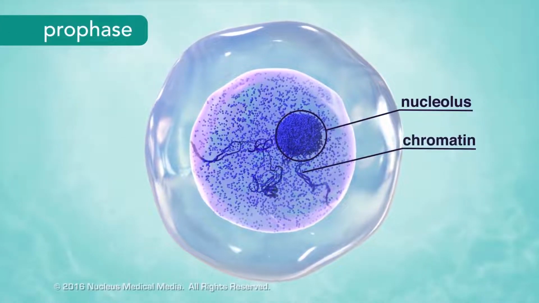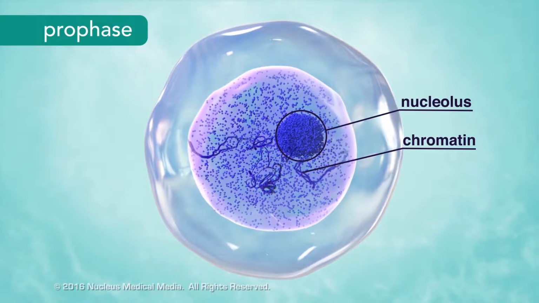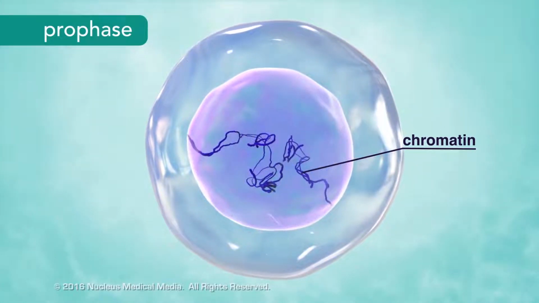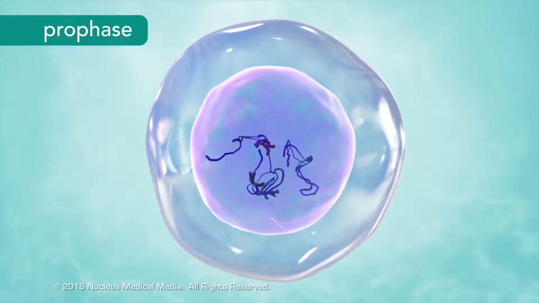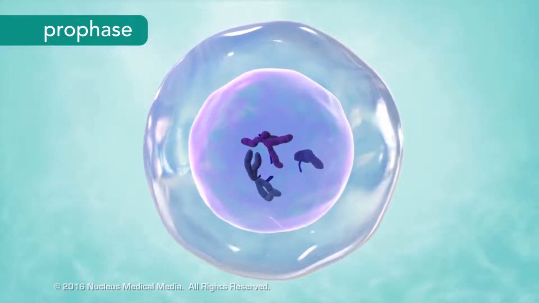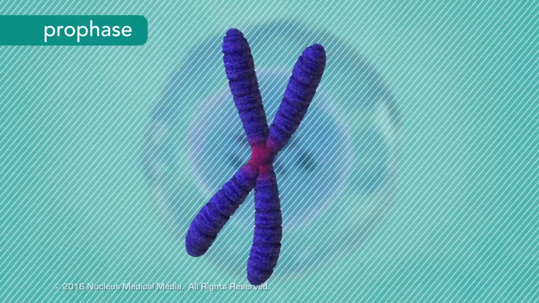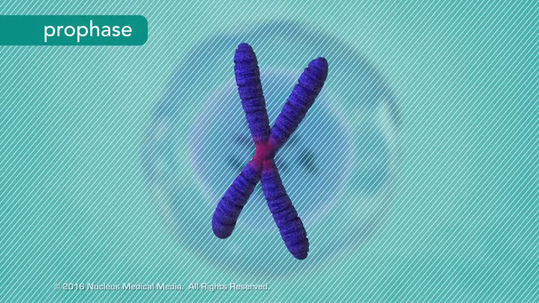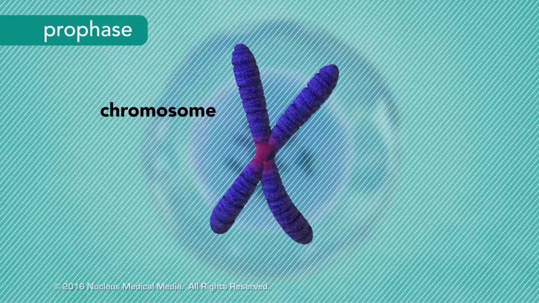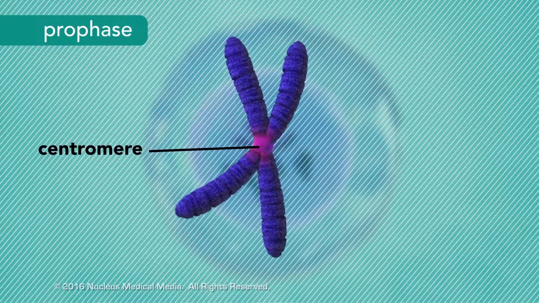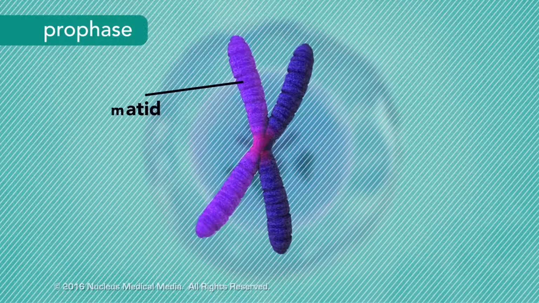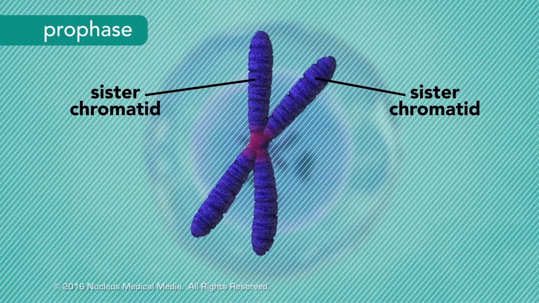Prophase is when chromatin begins to condense into the shape of chromosomes, and the nucleolus disappears. The previously replicated DNA coils tightly into sister chromatids. For the first time, you see individual chromosomes. In the center of each chromosome, a centromere attaches the sister chromatids together.